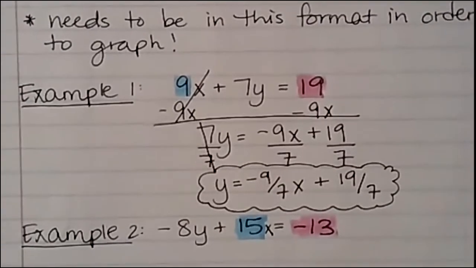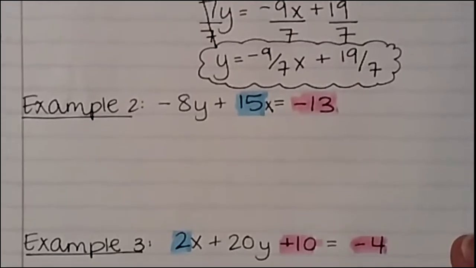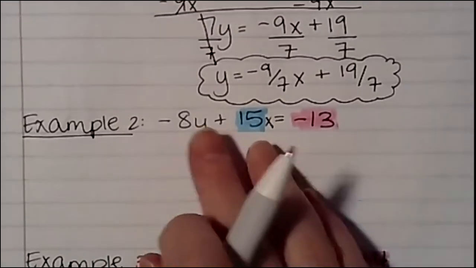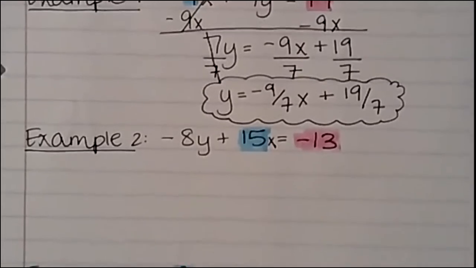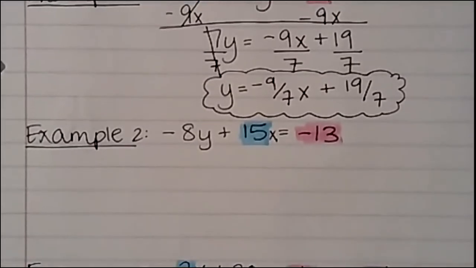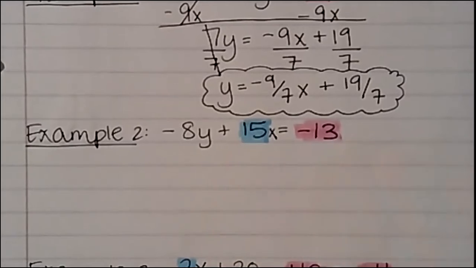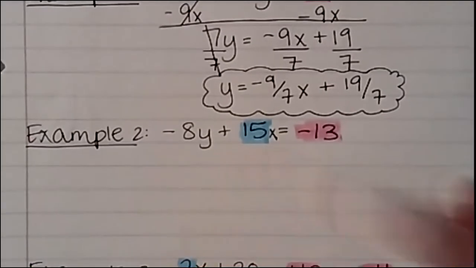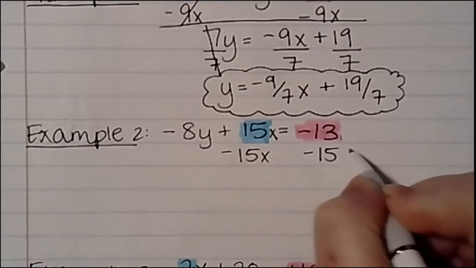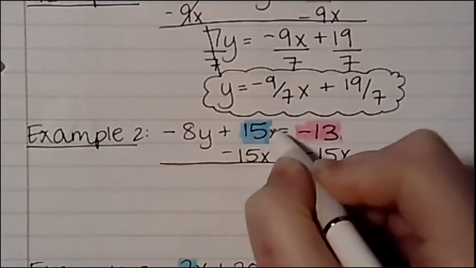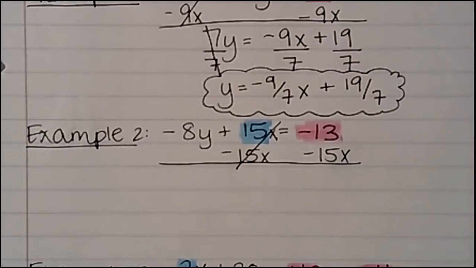Okay, I'm sorry about that. Let's look at another example, okay? Again, I've color-coded in advance: -8y plus 15x equals -13. Again, y equals mx plus b form. I've got to get this over to this side. Since it's adding, I'm going to subtract it. Subtract 15x from both sides. Now they cancel because they're inverses, but these two are not like terms, so they just hang out together.